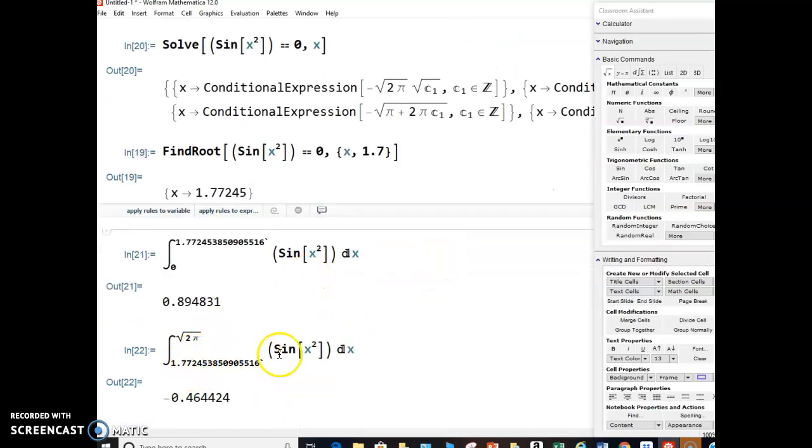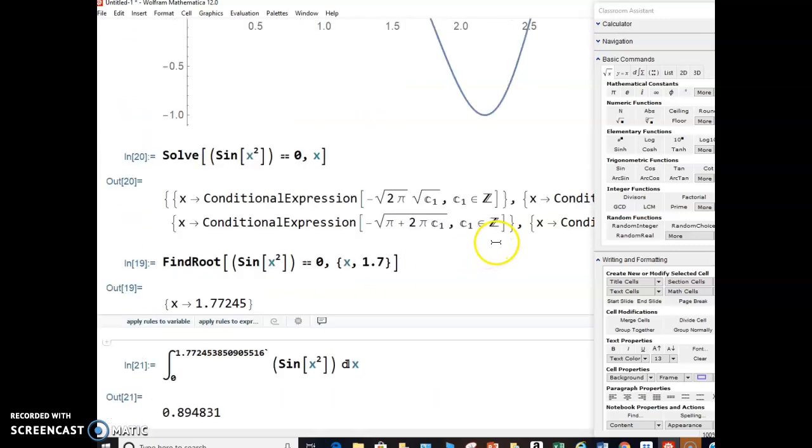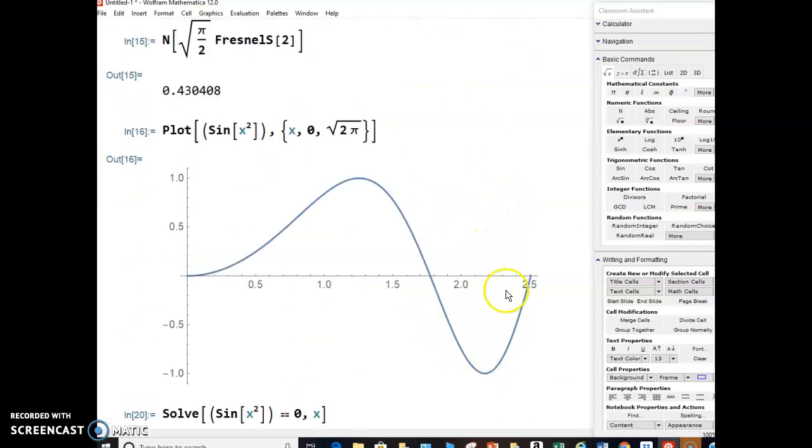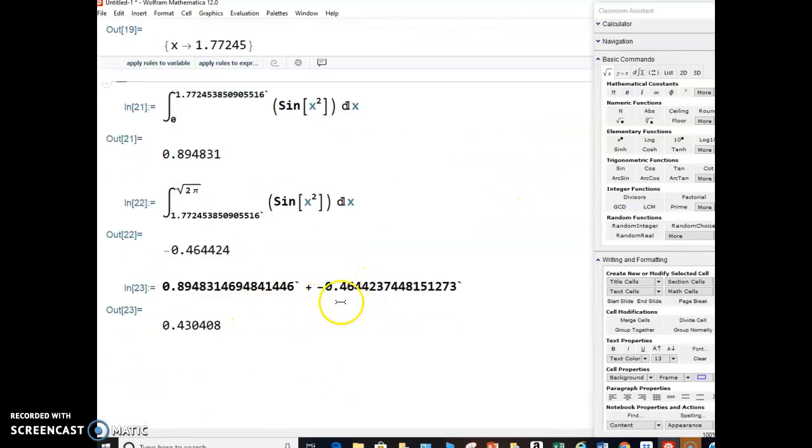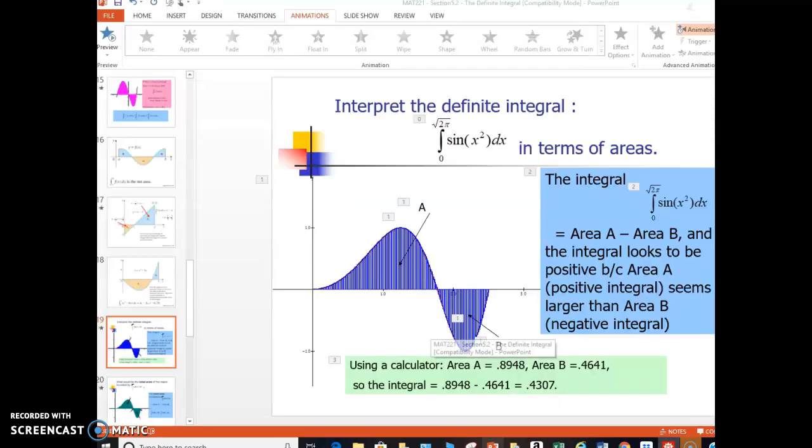Then I asked Mathematica to find the value of B, which is from that value to the end, and it was negative, as we expected, because the area is below the x-axis. And of course, the integral from 0 to radical 2 pi should be those two numbers added together, and there's my value. So let's go back to the PowerPoint now that we've looked at Mathematica.